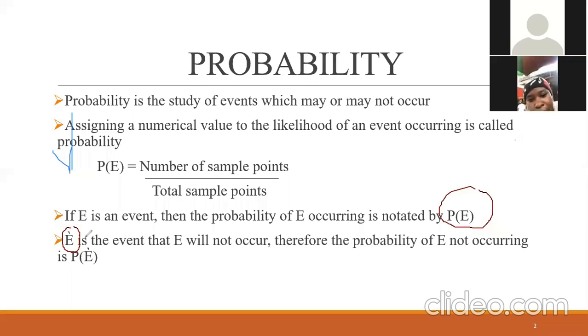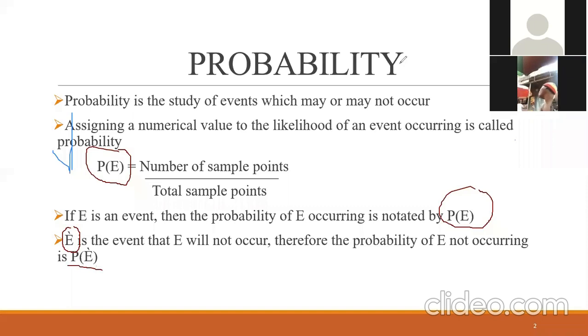Okay, so as I said, if E is an event, then the probability of that event occurring is notated by what? P into bracket E. That's the notation. That's why we have the formula P into bracket E equal to the number of sample points over the total sample points. Then E bar is the opposite of the event occurring. So if the event will occur, it is P into bracket E. But if the event will not occur, we notate that one by what? E bar. So E bar is the event that E will not occur. Therefore, the probability of E not occurring is also notated by what? P into bracket E bar.